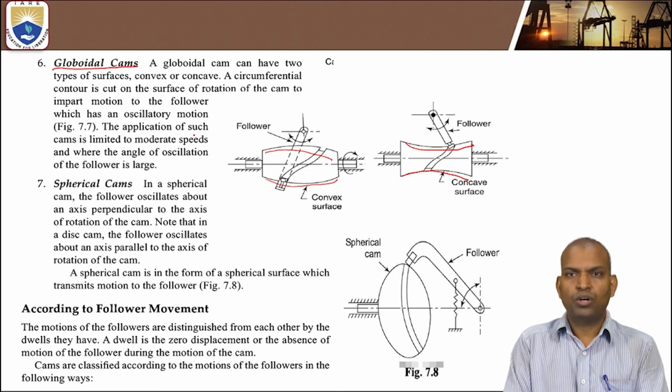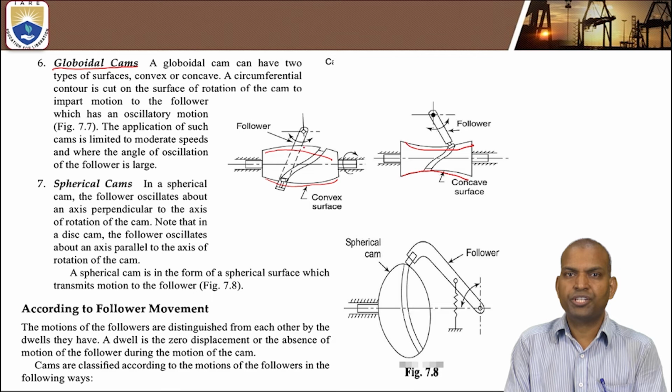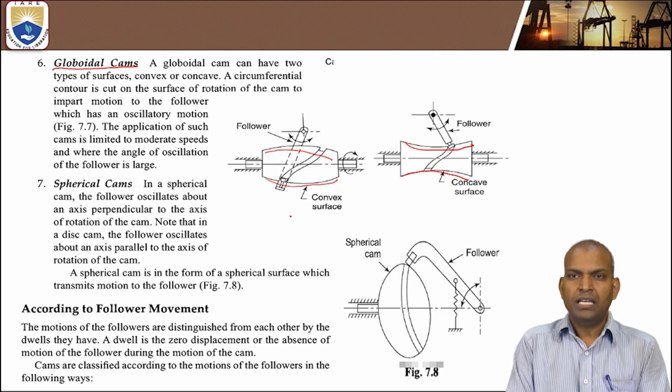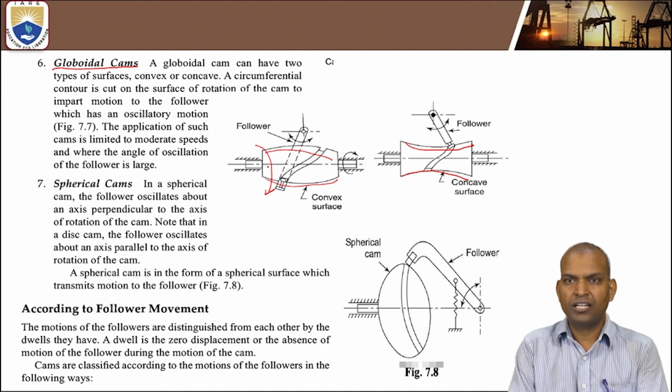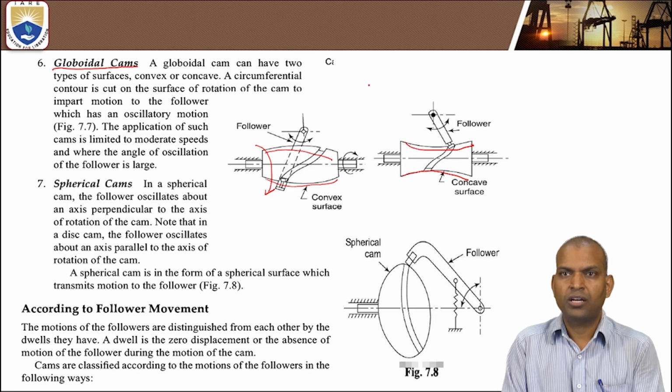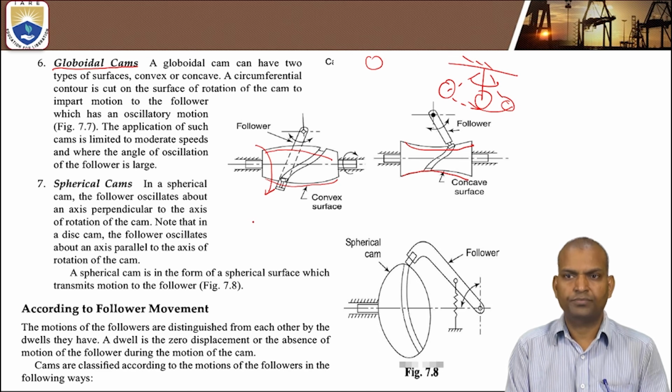Groove is cut. So the application of this type of cams is very limited to moderate speeds, and where the angle of oscillations of the follower is large. Here, in the case of globoidal cams, the cam will always be under rotary motion, but the follower motion, the driven member motion, is oscillatory motion. Like in the case of a simple pendulum, it is an oscillatory motion. To and fro motions, oscillatory motion.